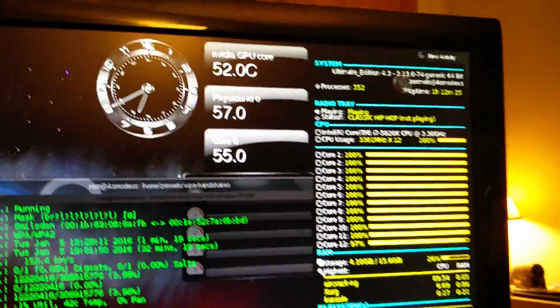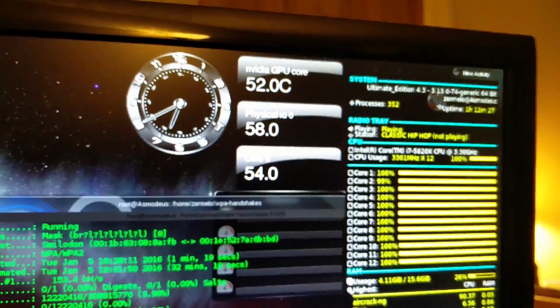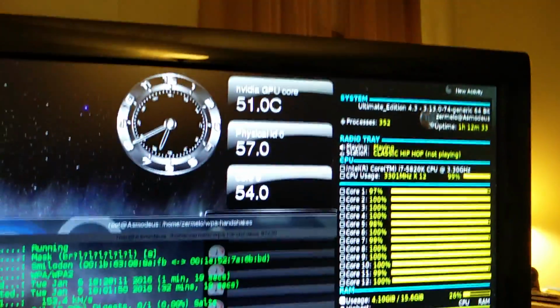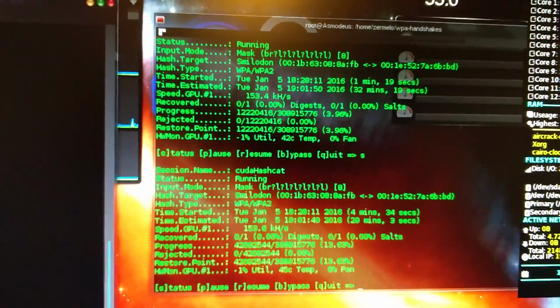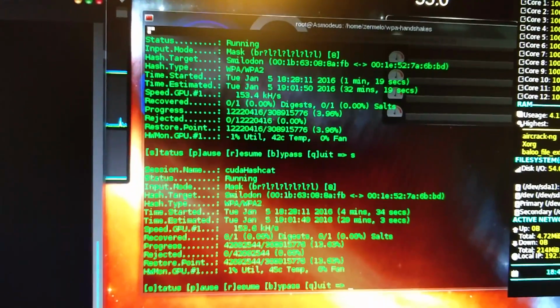Wow, we're up to 55 degrees. It is getting hot. It is getting hotter than I thought. It hasn't stabilized. So 55 degrees for the CPU and 52 degrees for the GPU. And I can hear the fans running, probably at the highest speed possible. So yeah, it is hot.